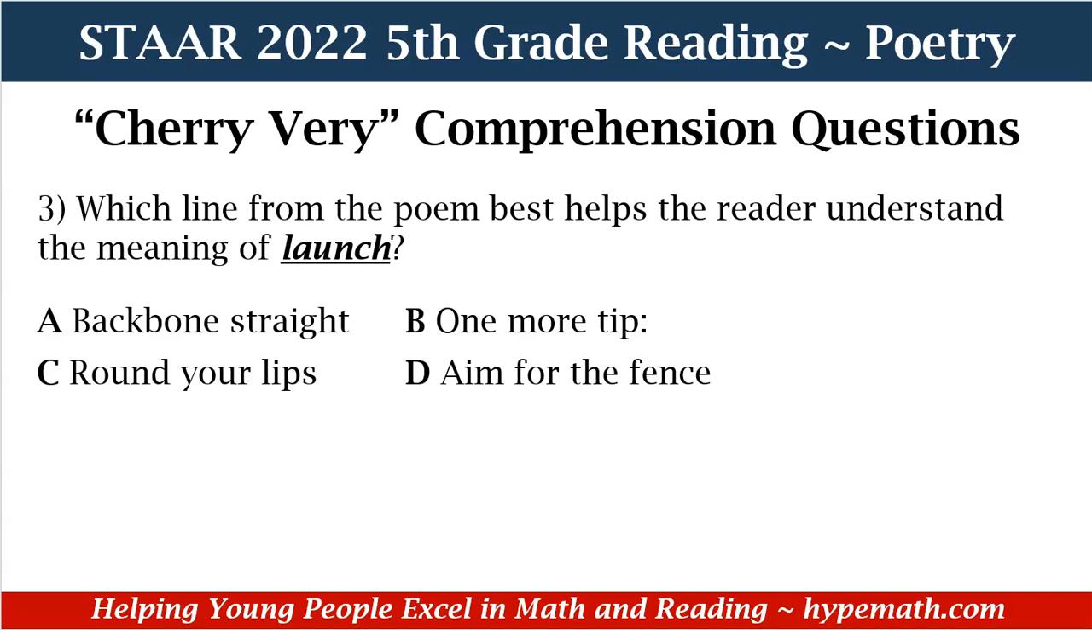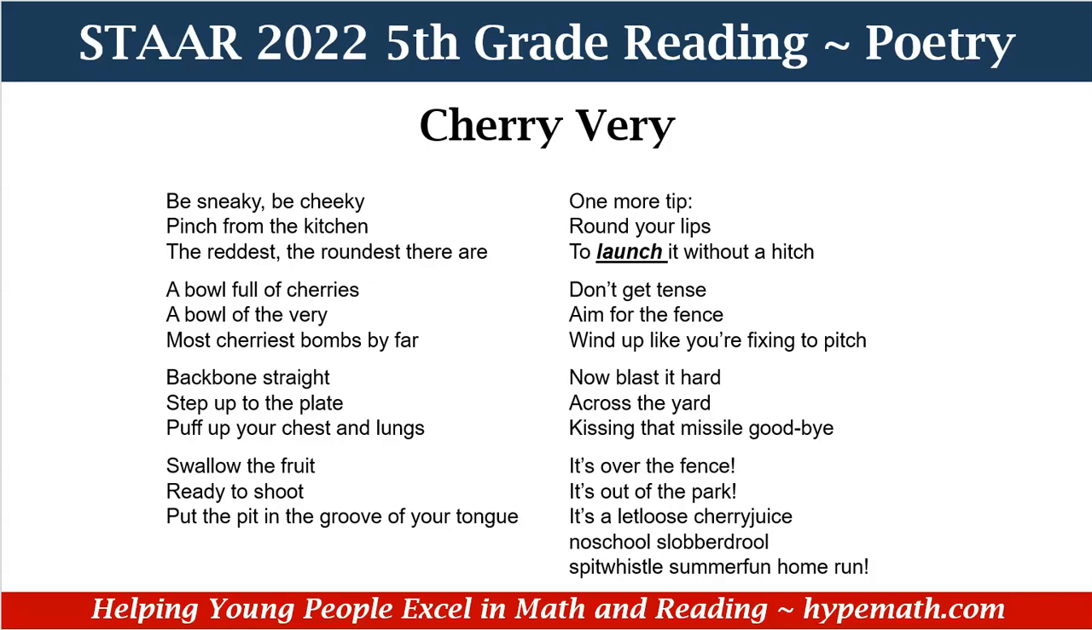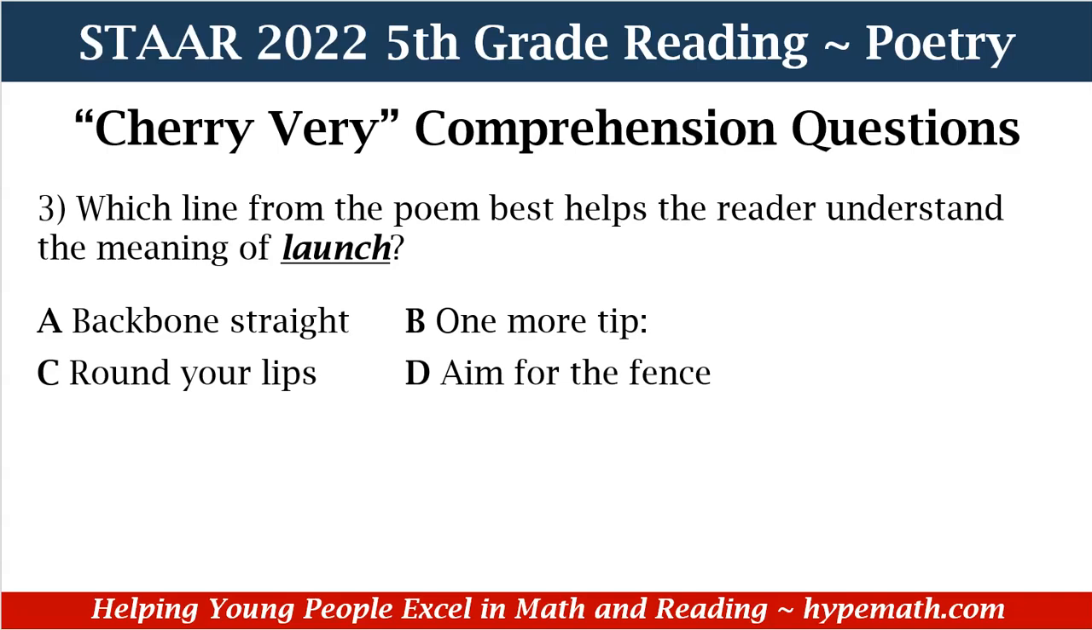Which line from the poem best helps the reader to understand the meaning of launch? Is it A, backbone straight, B, one more tip, C, round your lips, or D, aim for the fence? So let's look and see where launch is. It says, and it's highlighted and in bold, one more tip, round your lips to launch it without a hitch. Don't get tense, aim for the fence. Wind up like you're fixing to pitch.